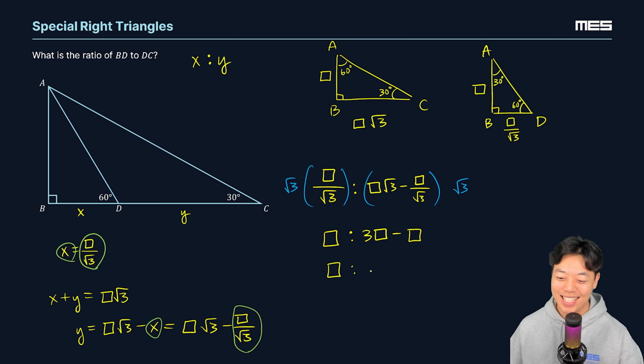We get box is to 2 box. We cancel these boxes out, we get 1 to 2. So it just so happens, whatever x is, y is going to be 2 times that. Pretty cool what we just did.